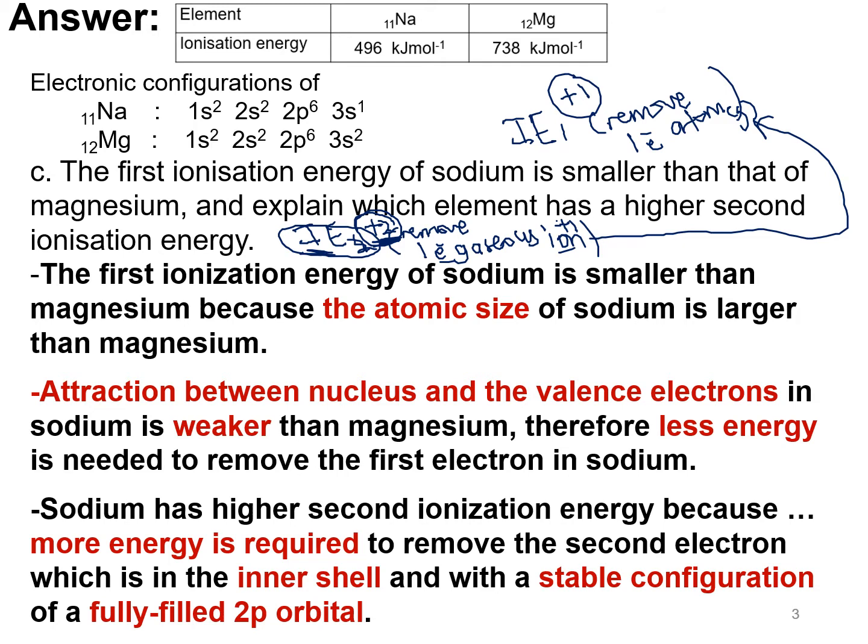So let's go through the answer one by one. Okay, the first ionization energy of sodium is smaller than magnesium. Kenapa dia punya ionization energy dia rendah daripada magnesium? Sebab atomic size. Kan ionization energy dia ada 3 faktor yang mempengaruhi the magnitude of the ionization energy, which is atomic size, lagi apa? Zef, lagi shielding effect.